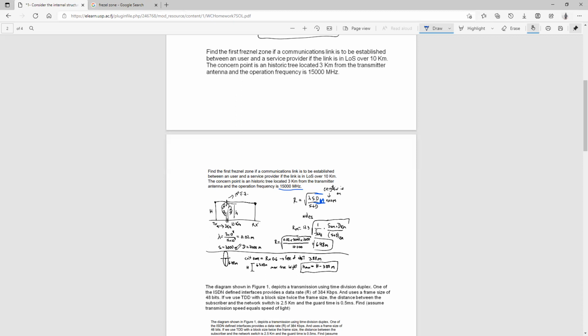Taking these values and substituting them into this particular formula, this is what you get over here.